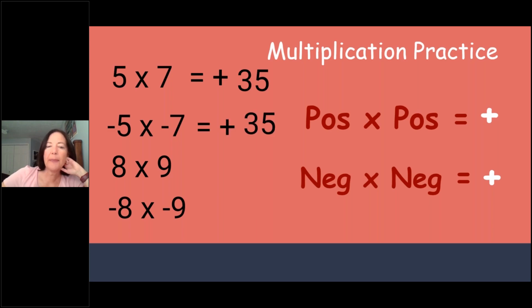Nice job. How about 8 times 9? Those are both positive. It's going to be positive 72. You're awesome. And negative 8 times negative 9, what will that be? A positive 72. Fantastic.